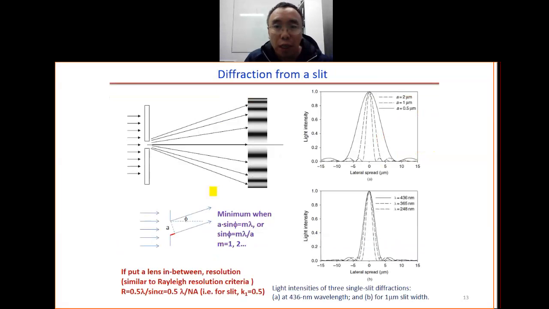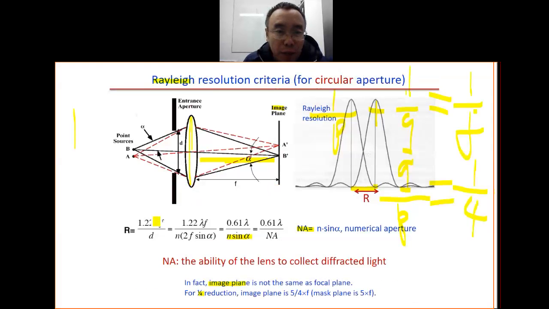So far we talk about a circular lens. For the circular lens, we have this formula here. We have this number here, 1.22. So you may wonder, where does this 1.22 come from?